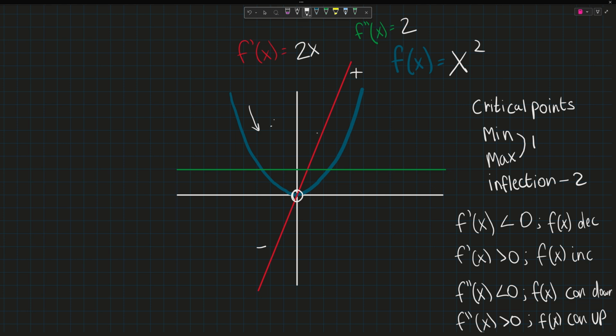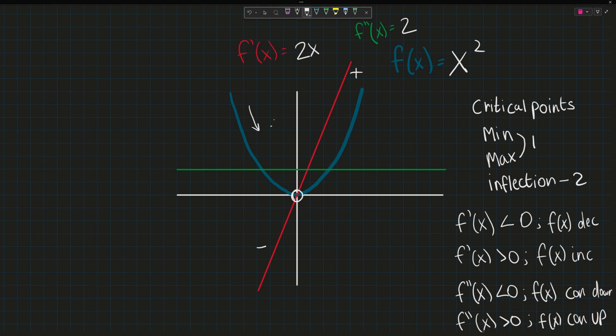Okay? But what about our second derivative? That, in fact, has the same relationship with your first derivative as the first derivative has with the parent function. So, if you can see here, it's positive all the way, right? That means this graph, f prime of x, should be increasing all the way, which is happening.